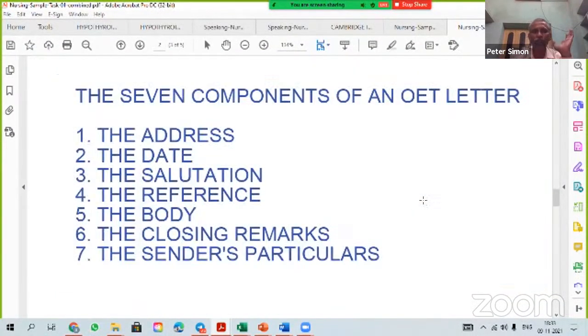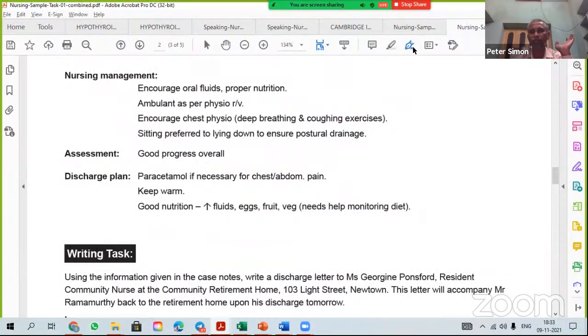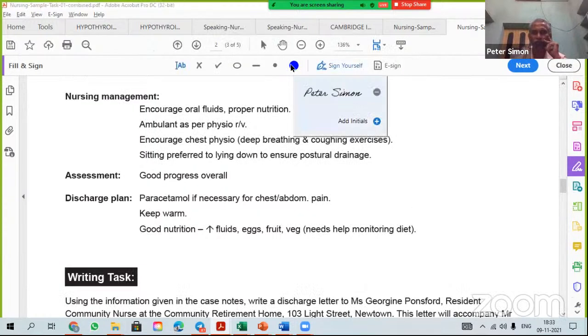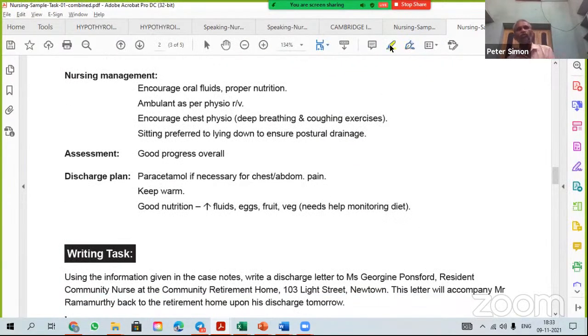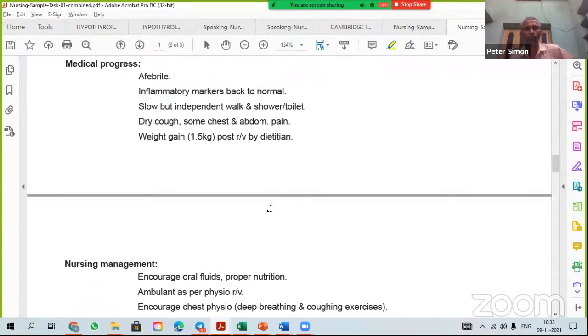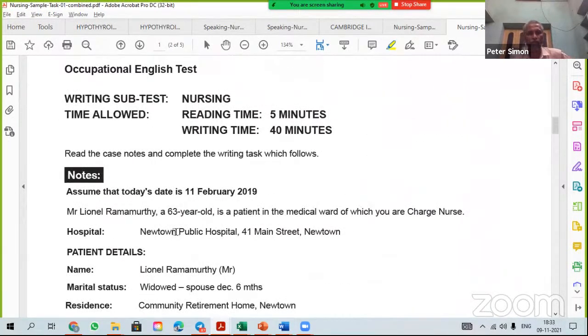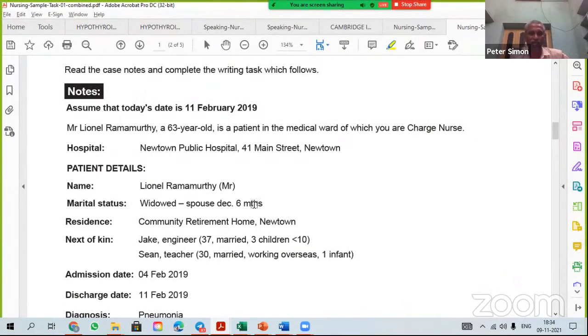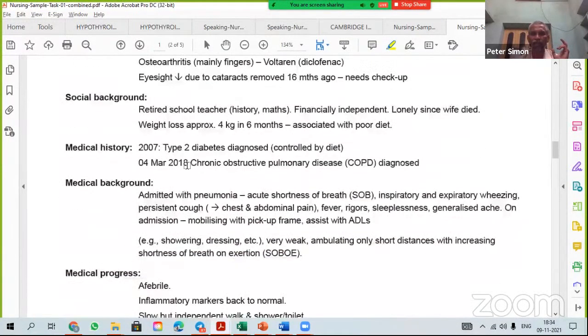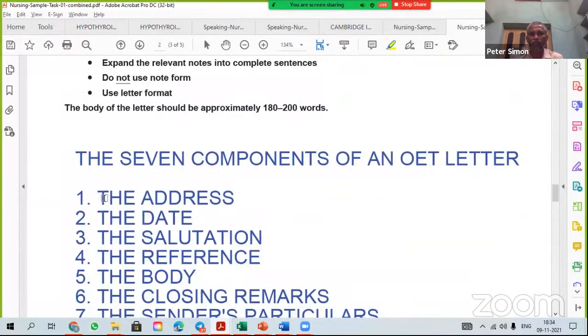Now, where can we find this piece of information? First one is the address. To whom are we writing? Who is the patient? First one is, you can see here, the address. So we are bothered about the address now.